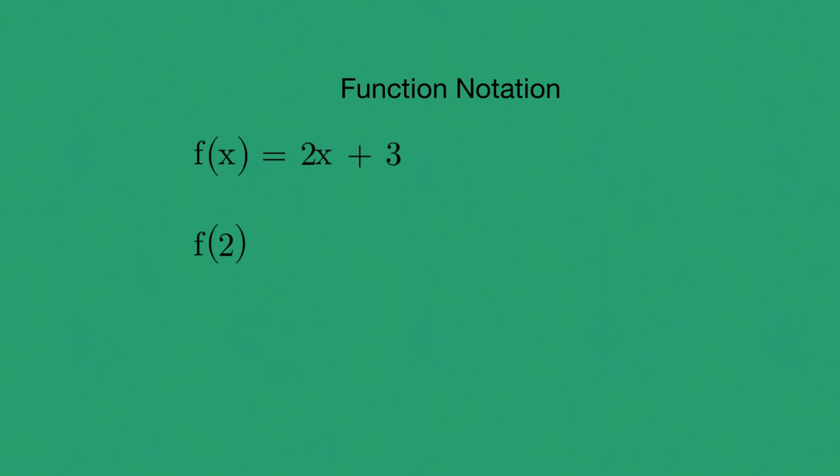And this is the way you're going to see this written. F of x equals 2x plus 3. So the function's 2x plus 3. They've given it the name f. They have labeled it f. It depends on x.